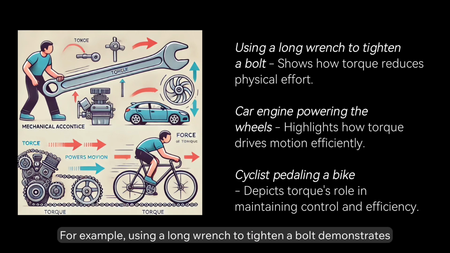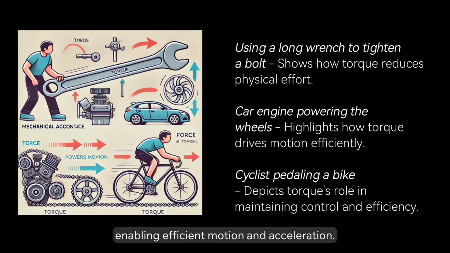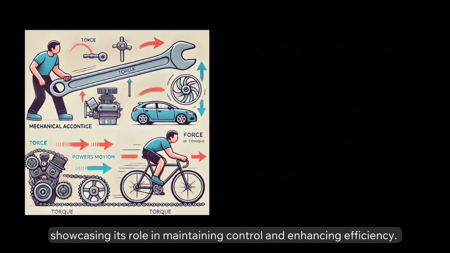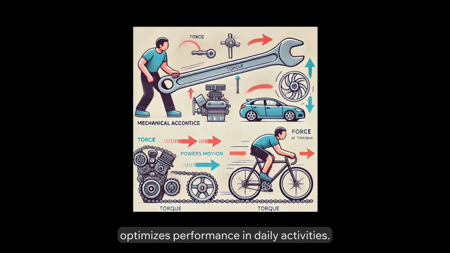For example, using a long wrench to tighten a bolt demonstrates how torque reduces physical effort by providing greater leverage. In vehicles, the torque generated by the engine powers the wheels, enabling efficient motion and acceleration. Similarly, when a cyclist pedals a bike, torque is transmitted through the chain to the wheels, showcasing its role in maintaining control and enhancing efficiency. These examples illustrate how torque simplifies tasks and optimizes performance in daily activities.